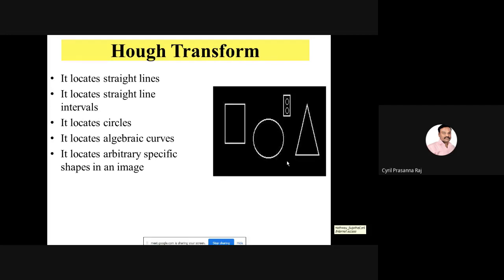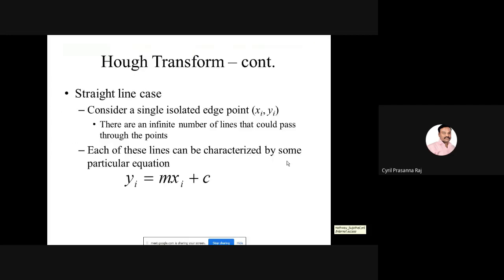The purpose of Hough transform is to identify the locations of a rectangle, circle, or whatever the objects are. Particularly, the objects should be of predefined shapes, and those objects can be identified using the concept of Hough transform. First, let us see how to identify a straight line in a given image.